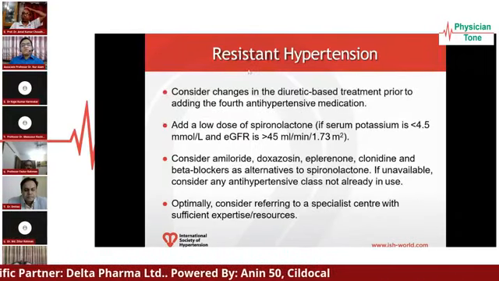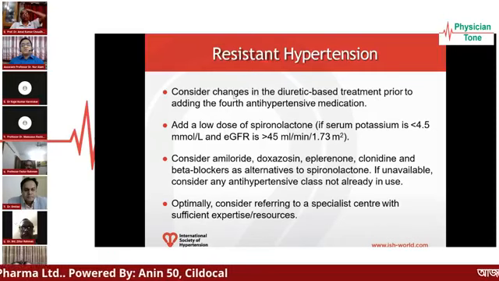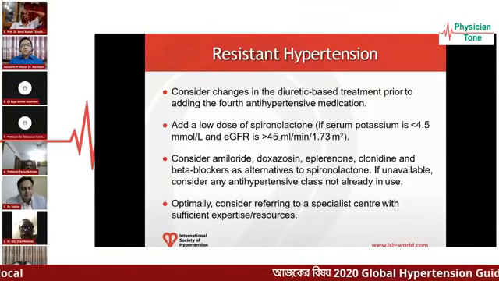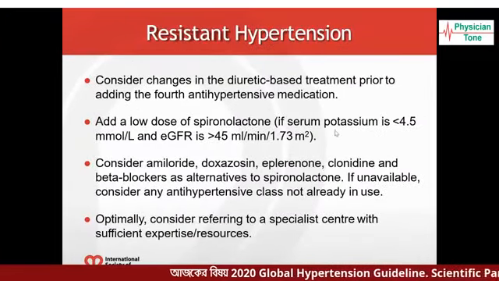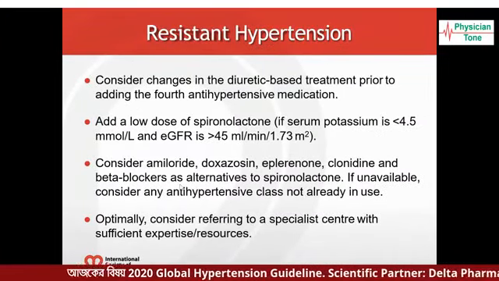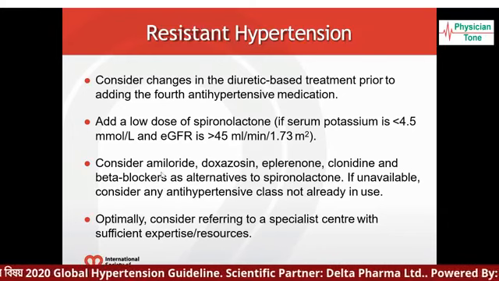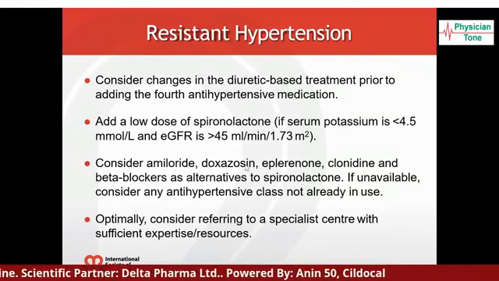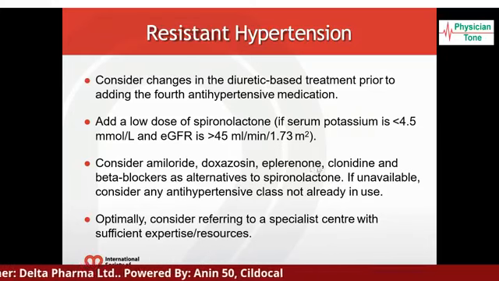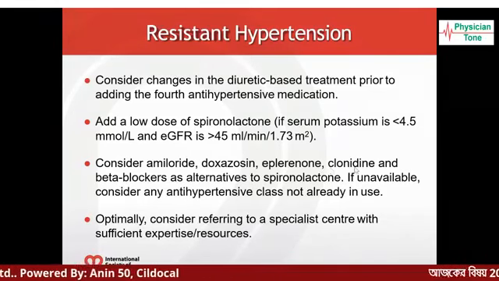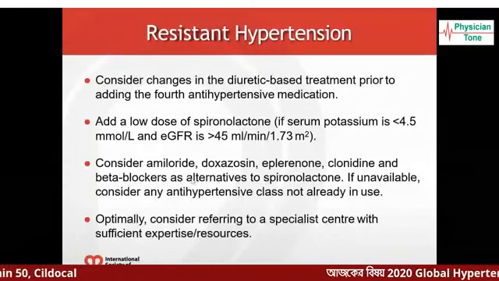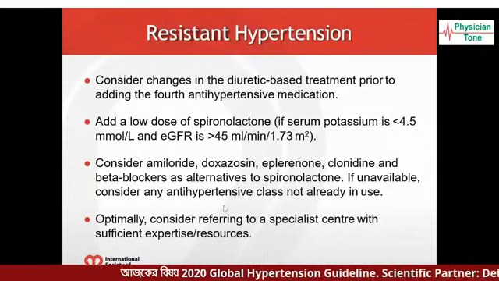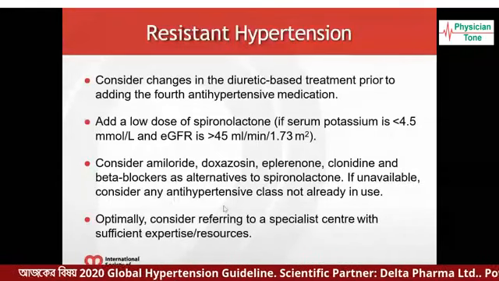Consider changes in the diuretic-based treatment prior to adding a fourth antihypertensive medication. How will we treat resistant hypertension? Before prescribing spironolactone, we should know the renal function. And what other drugs, fifth or sixth drugs, can we consider? Amiloride, a diuretic, doxazosin, eplerenone, a mineralocorticoid antagonist, clonidine, a centrally acting sympatholytic, and beta blockers can also be added to the spironolactone. And we also have an alpha blocker we can add.